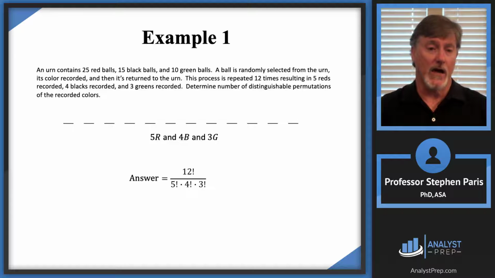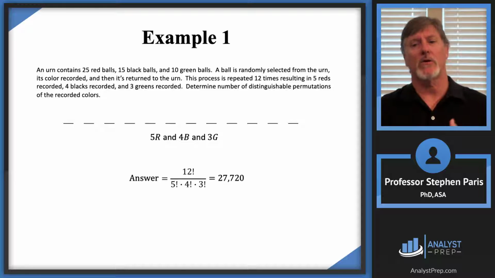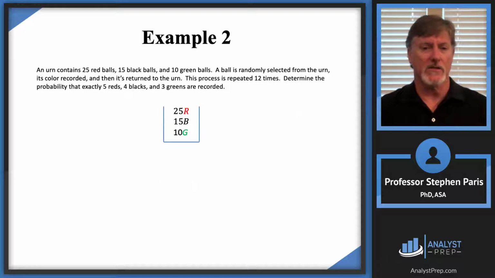So the answer to our question here is the number of distinguishable permutations of the recorded colors is, again, this expression which calculates to 27,720. Okay, now on an exam you're probably not going to be asked this question, but a question very similar to it. So let's look at the next example. Same setup, but now the last sentence has changed. Let's determine the probability that exactly 5 reds, 4 blacks, and 3 greens were recorded.